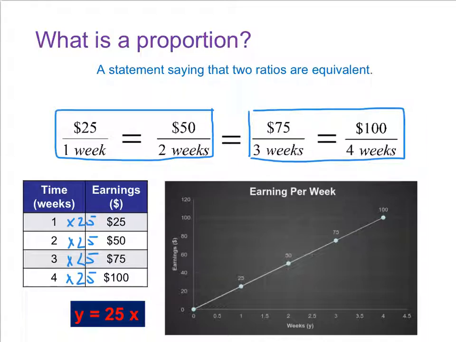Well, I started out with $25 in 1 week. Then it showed up in my table. Then it showed up in my graph. And finally, it showed up in my function rule. That's what we're going to look at now, how to find this magic number, either in a table, a graph, or in a function rule.